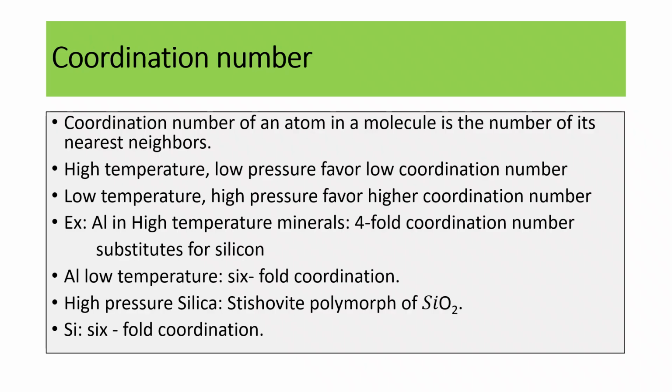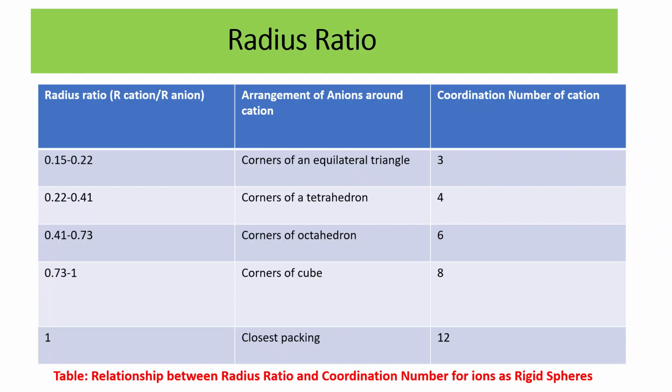The high pressure form of silica is stishovite, which is a polymorph of silica, and here silica occurs in sixfold coordination. Radius ratio. Radius ratio is the radius of the cation divided by the radius of the anion. And here you can see the arrangement of anions around the cation and the coordination number of the cation. The table represents the relationship between radius ratio and coordination number for ions as rigid spheres.